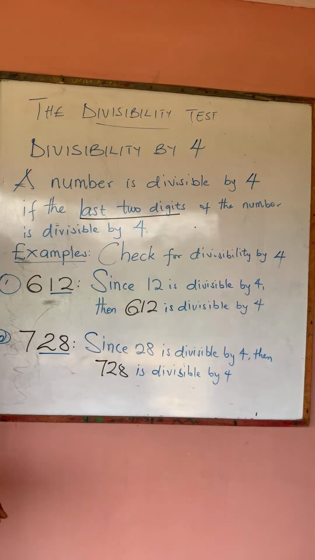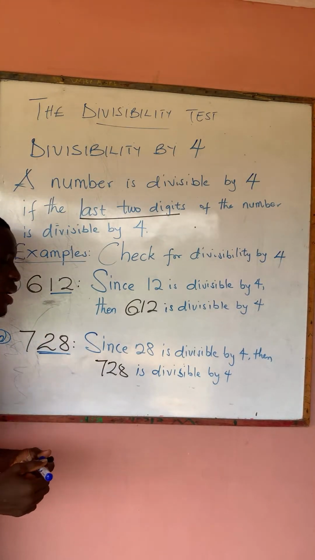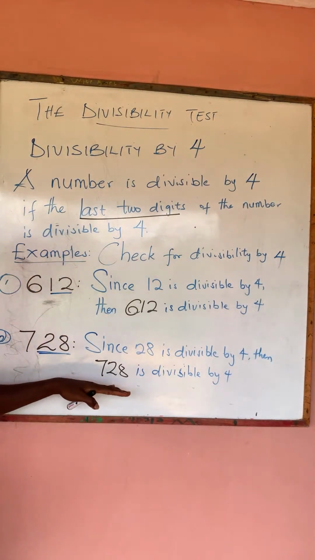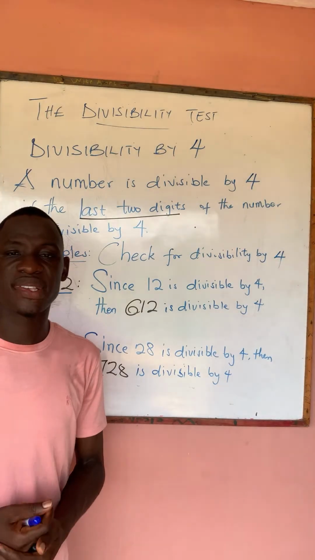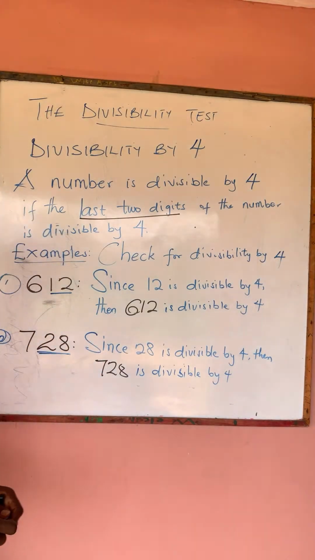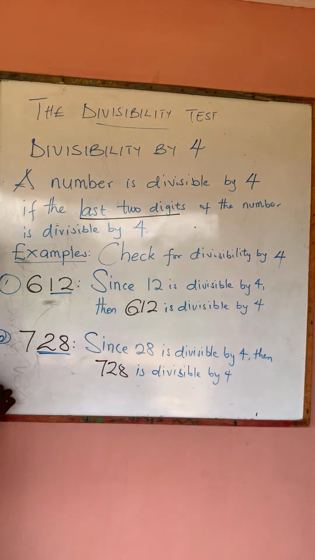So you can say that since 28 is divisible by 4, or 28 is a multiple of 4, then 728 is divisible by 4. Does that help you understand it? Let's try our last example.